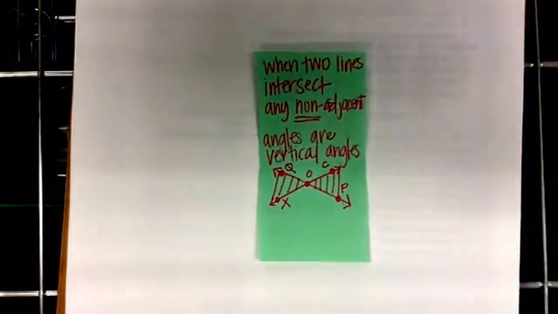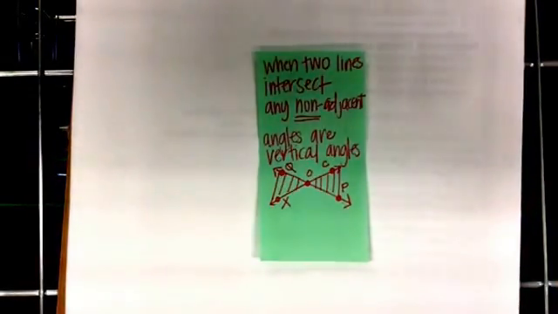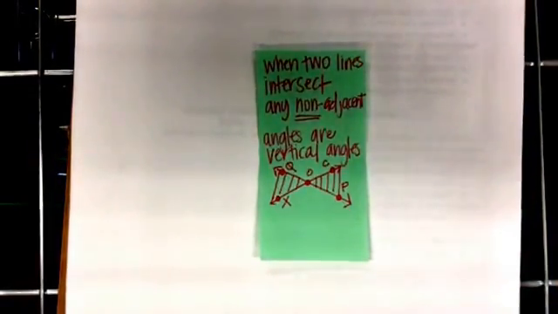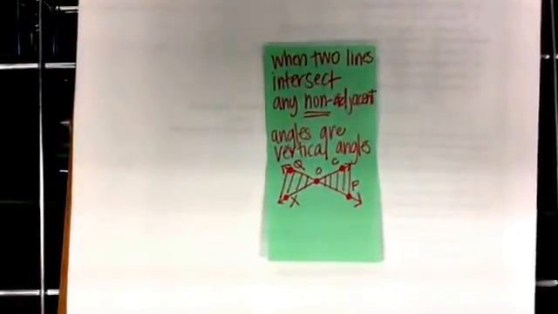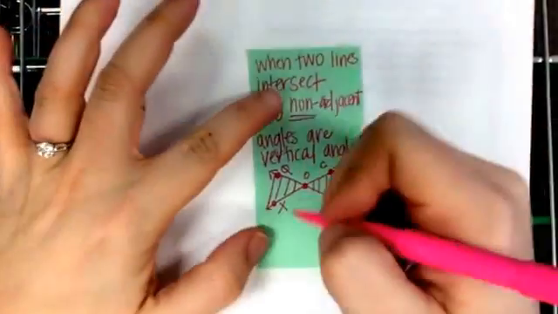So what can you tell me about vertical angles? They're not adjacent. They don't share a side. They're probably going to be opposite from each other. They're opposite from each other.